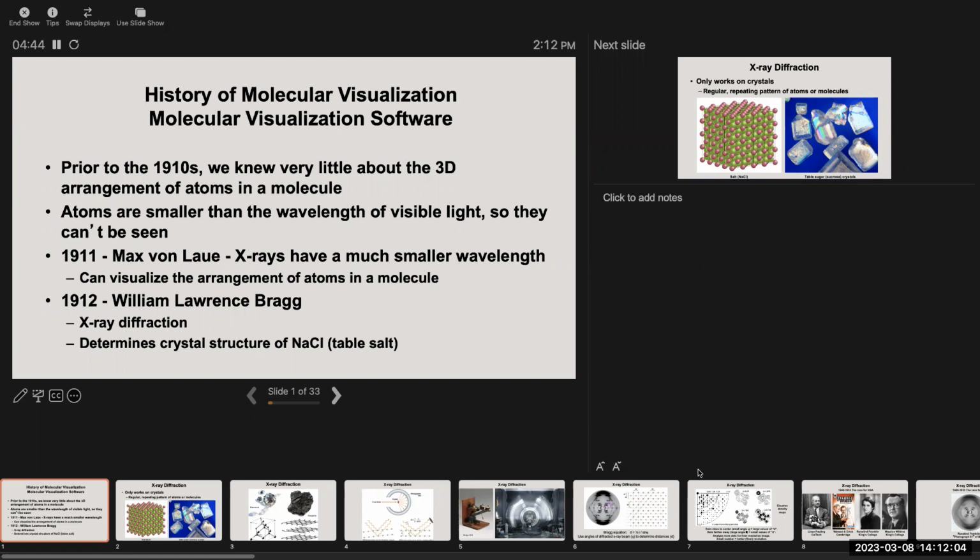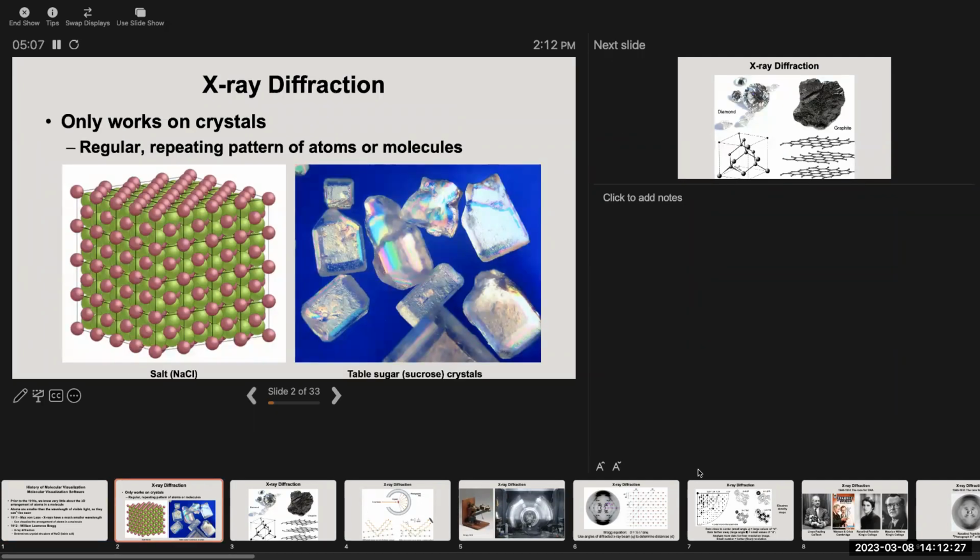So he actually created a practical mechanism to use the diffraction of an X-ray beam, the fact that an X-ray beam is bent as it passes through a crystal, to then determine the crystal structure of sodium chloride, or common table salt. And what he determined was that a crystal of table salt looks like the picture you see on the left, where you have alternating rows of sodium ions and chlorine ions.